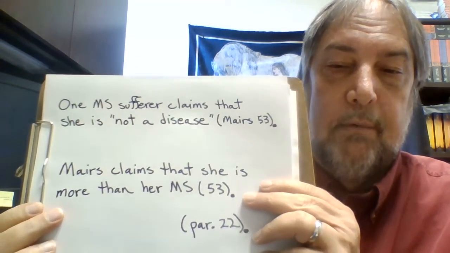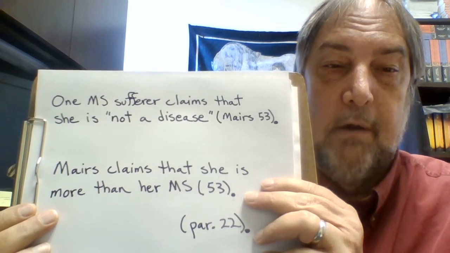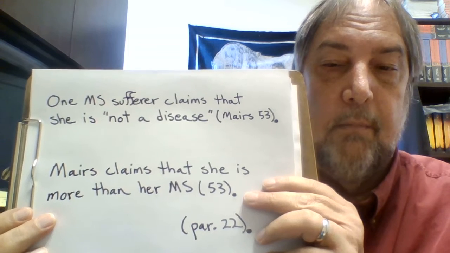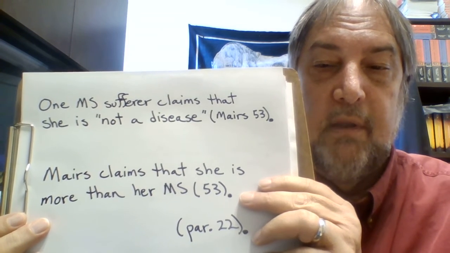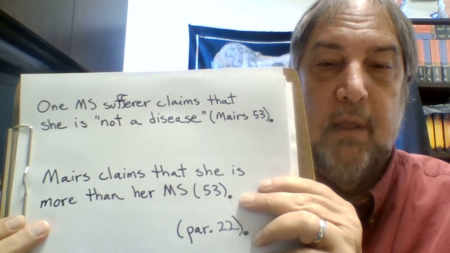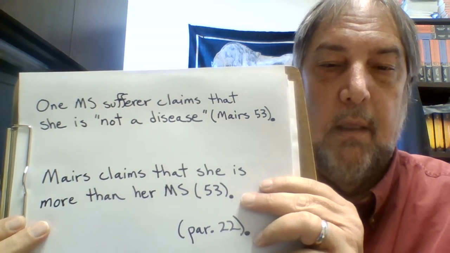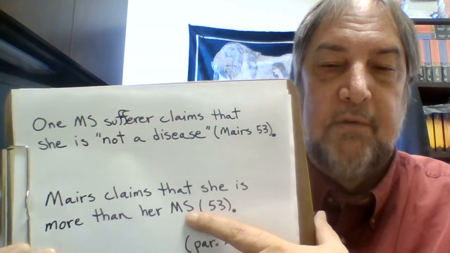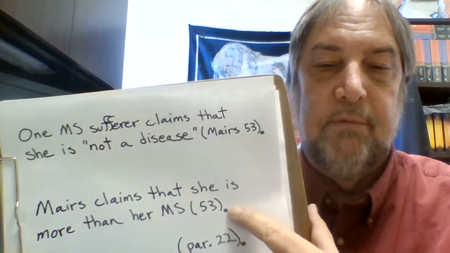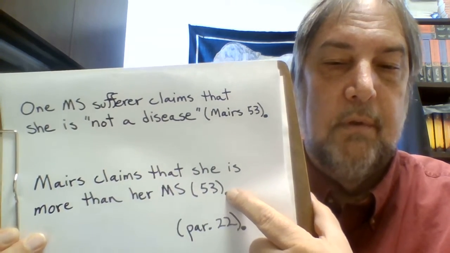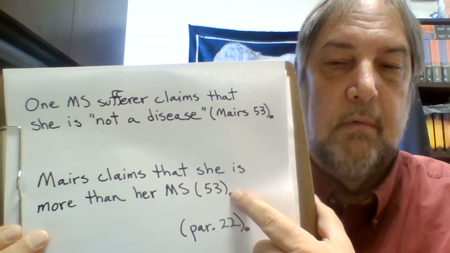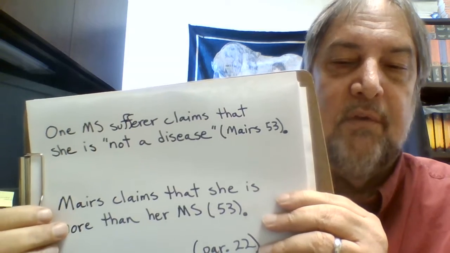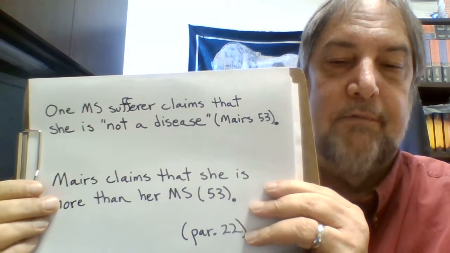Here's an example of a complete paraphrase. So there's no exact words quoted here. Mayers claims that she is more than her MS. Page 53. So again, the period has been moved from the end of the sentence to after the page citation. And so this is just an example of a complete paraphrase.